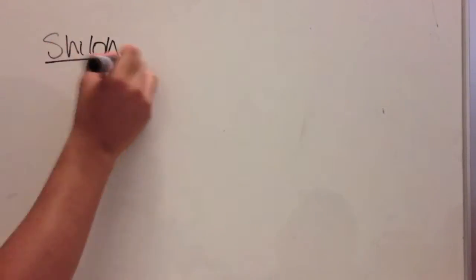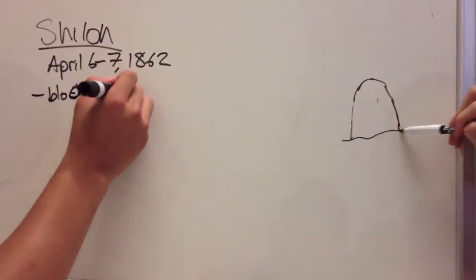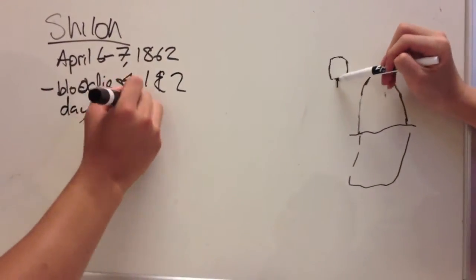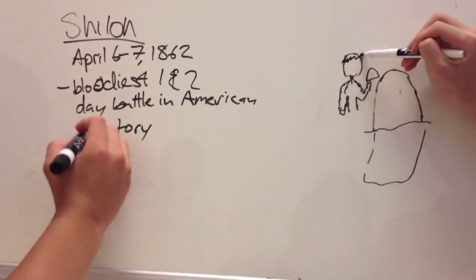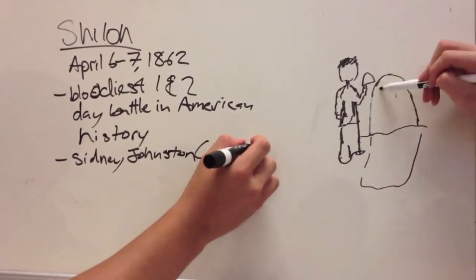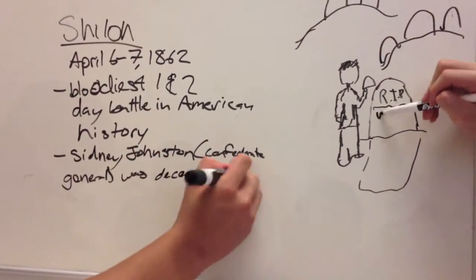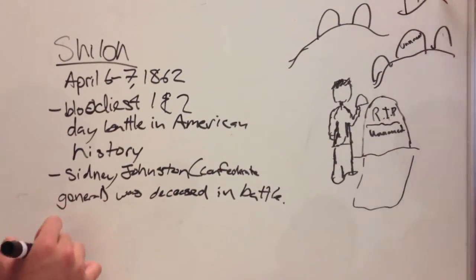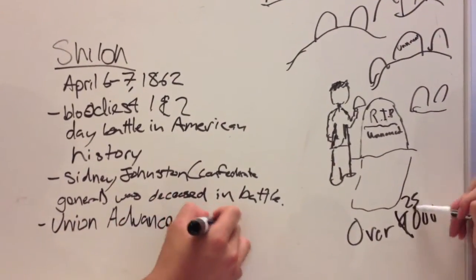The next battle of the Civil War was the Battle of Shiloh. It was from April 6 to 7, 1862. It was the bloodiest 1 to 2 day battle in American history. Sidney Johnston, a Confederate general, died in this battle. He was a key stronghold in the Southwest. His death led the Union advance into Tennessee and the Western Territory.